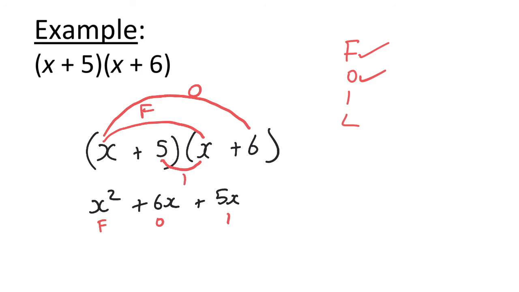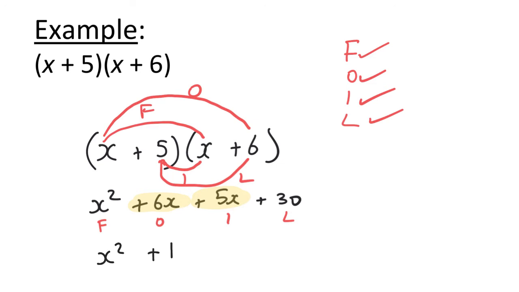So that's the inner term. And then we need to do the last term in each bracket, which is the 5 and the 6. And 5 multiplied by 6 is 30. So we'll have a plus 30. And that's the last term. The next thing we need to do is simplify it, and we need to collect like terms. Now there's no other x squared terms, but there is a 6x and a 5x, so they'll combine. And there's no other number term, so it won't simplify. So what we'll have then is x squared plus 11x plus 30.